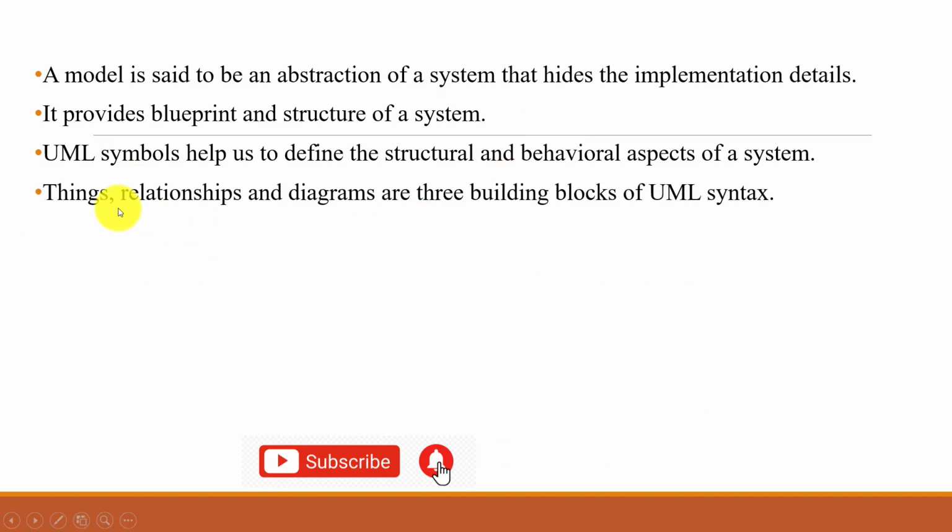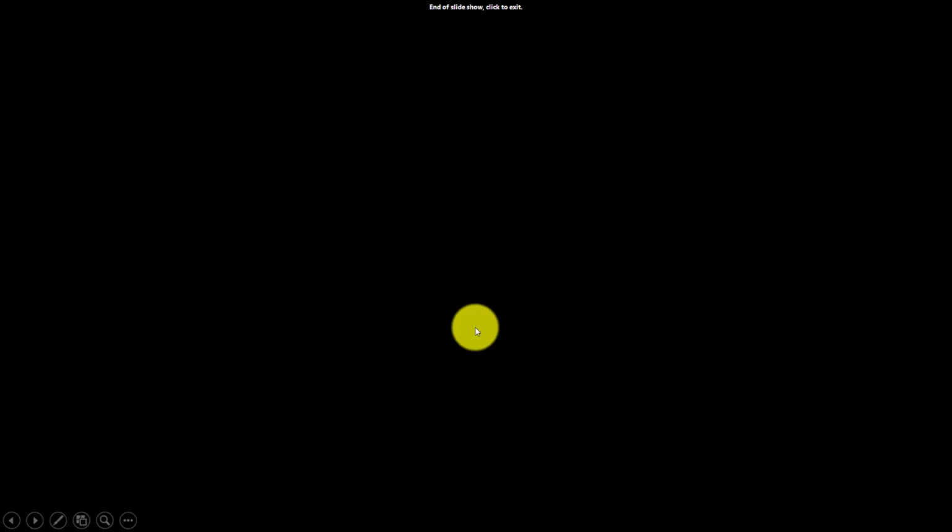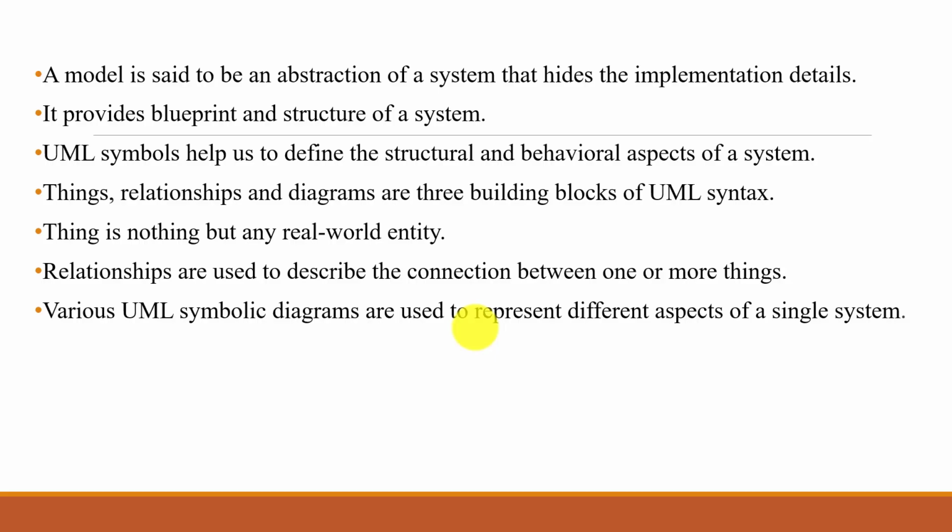Now things, relationships, and diagrams are the three building blocks of UML, and things are the real-world entities. Various symbols are used to represent different parts of the system. So this is all about UML, and this is all the basic information of UML diagrams. Now in the next video we are going to discuss what a class diagram is.